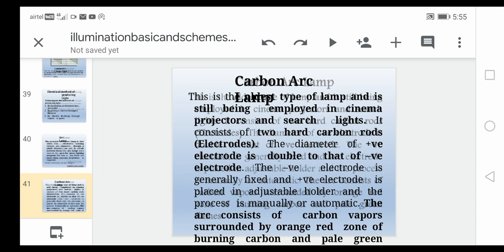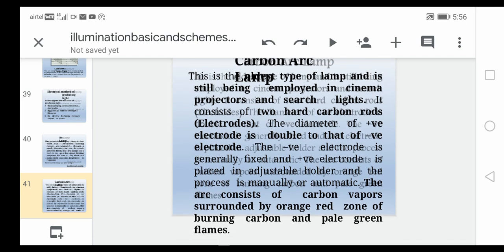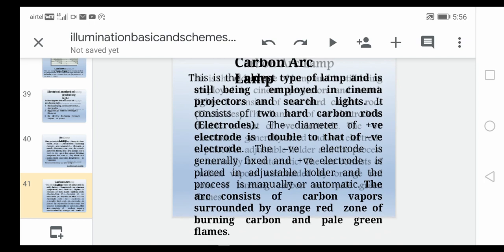The diameter of the positive electrode is double as compared to the negative electrode, and the process can be done automatically or manually. The arc consists of carbon vapor surrounded by an orange red zone of burning carbon and pale green flames.